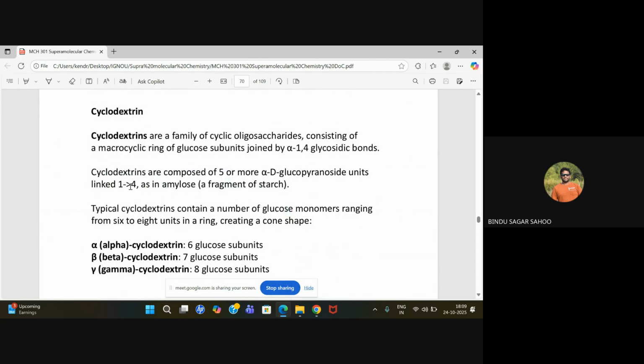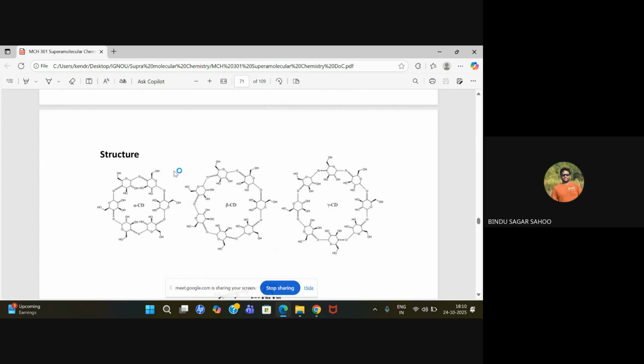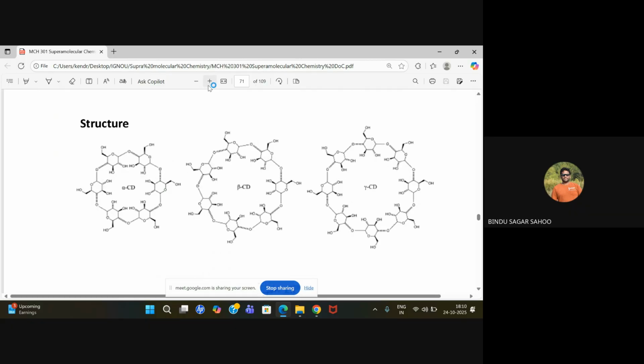Then further, we will discuss cyclodextrins. Particularly, cyclodextrins are oligosaccharide or polysaccharide compounds. They interlink with each other by alpha glycosidic bonds, or we can say this linkage is a 1,4 linkage. Okay. So here you can see the structure of cyclodextrins. Here in this bond, one ring is connected with another. This one you can call a 1,4 linkage.